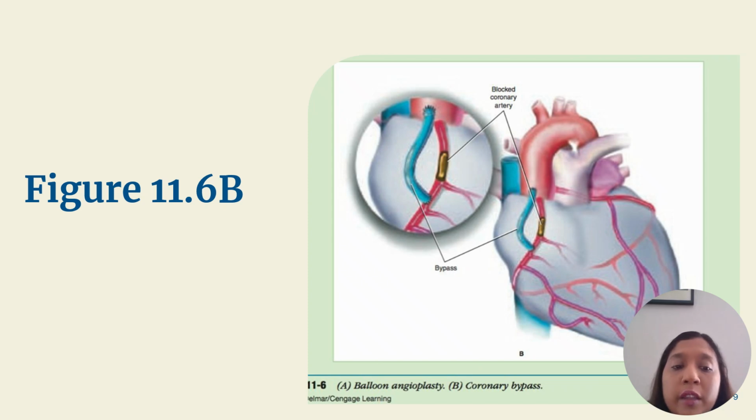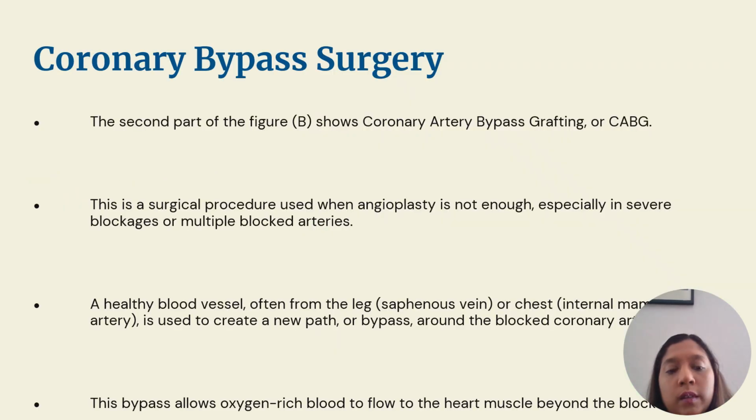So on figure 11-6, there's a part B to it. So let's talk about the part B in here. Coronary bypass surgery. The second part, the figure B, shows coronary artery bypass grafting, or CABG. This is a surgical procedure used when angioplasty is not enough, especially in severe blockages or multiple blocked arteries.